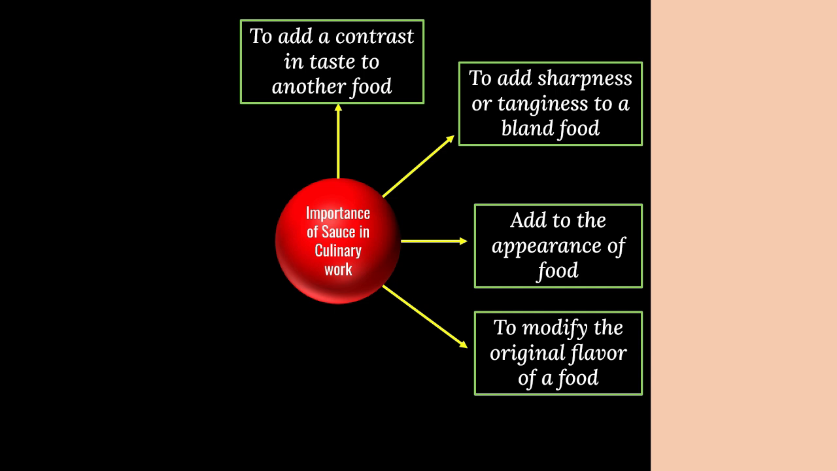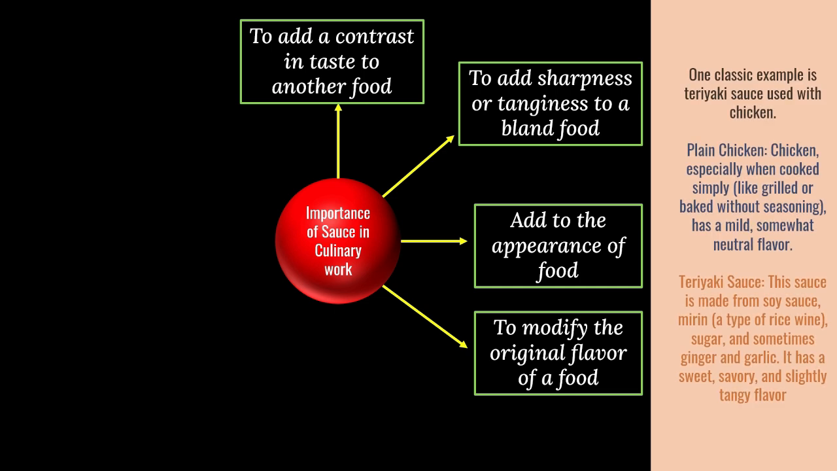Next one, to modify the original flavor of a food. What is that example? One classical example is teriyaki sauce used with chicken. Now plain chicken. We have told you already that chicken has got a very neutral kind of flavor. Chicken, especially when cooked simply like grilled or baked without seasoning, has a very mild, somewhat neutral flavor.